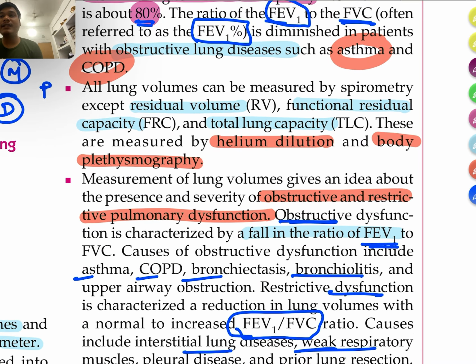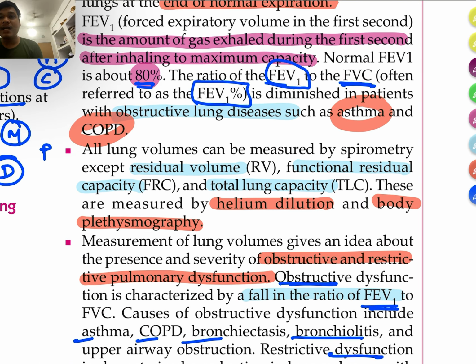And next is restrictive disease, where the ratio of FEV1 divided by total forced vital capacity is normal, but overall the values of both are decreased, and some volumes cannot be assessed, that is our residual volume, functional residual capacity, as well as total lung capacity, which are assessed by the helium dilution method.